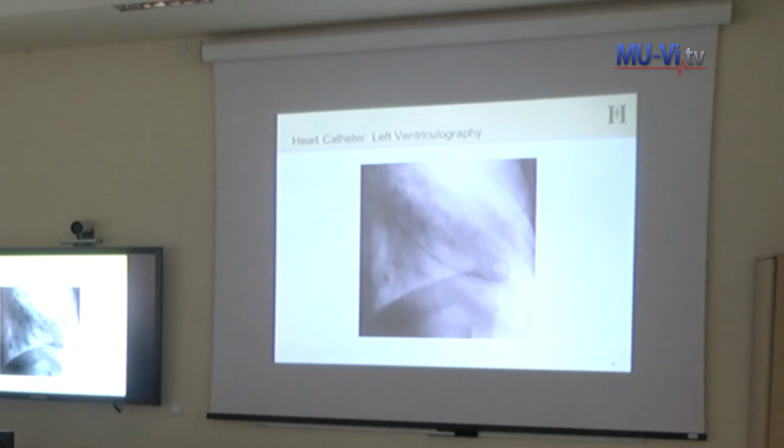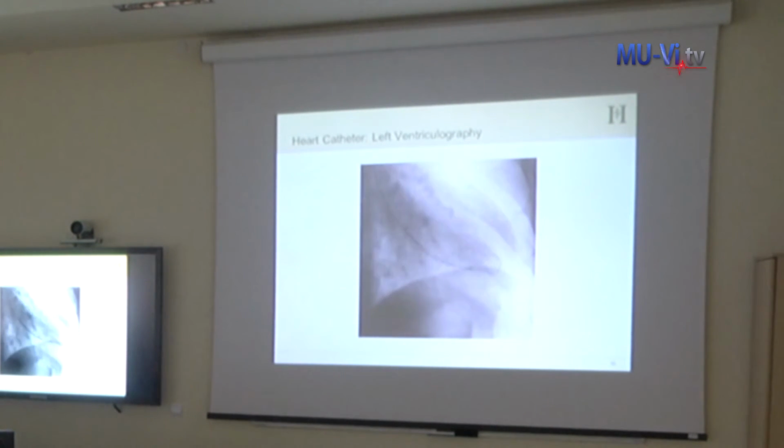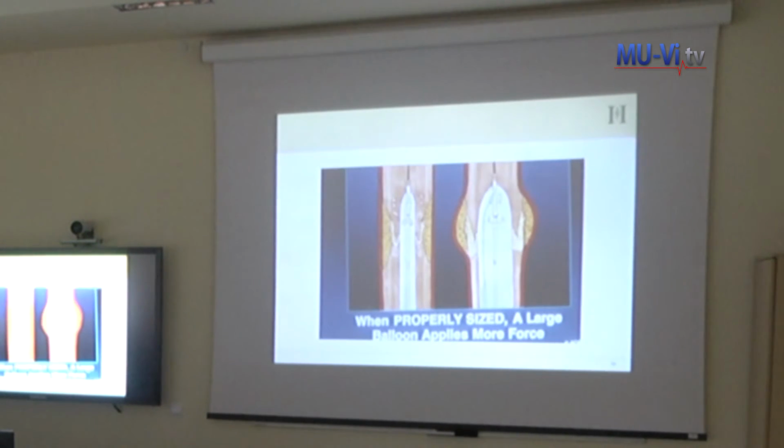I don't know whether you use it very often. We do not make it very often, to save contrast substance. But in former times, we made it quite often to see the function. But echo or something else is much better than the left ventriculography.